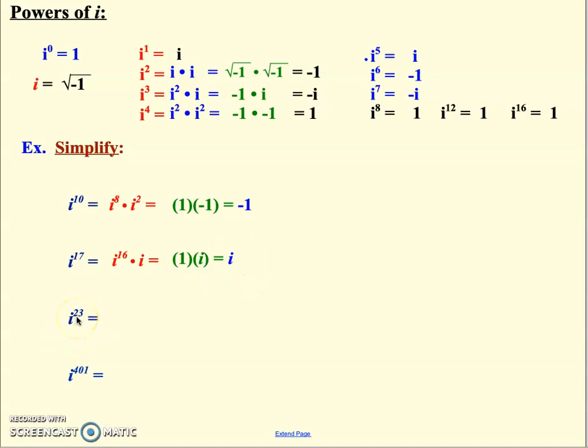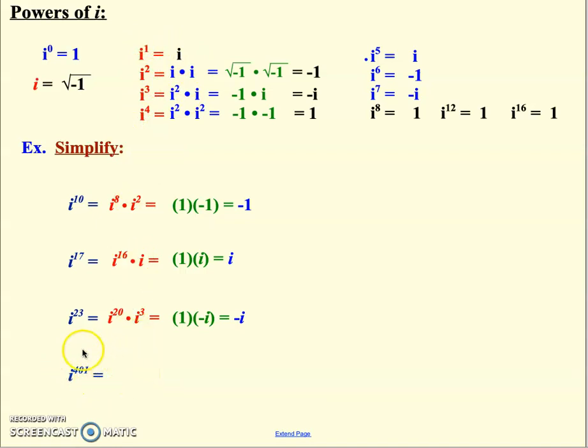For 23, I'm going to go as close as I can to 23 without going over. If I'm following this pattern, that would be 20. So I'll have 20 and 3. And again, anything that's a multiple of 4 is an automatic 1. So I can put a 1 in there. And then i to the third is -i, and I have to know that. So you do have to have memorized this first row: first, second, third, and fourth. After that, you should be sitting pretty good.